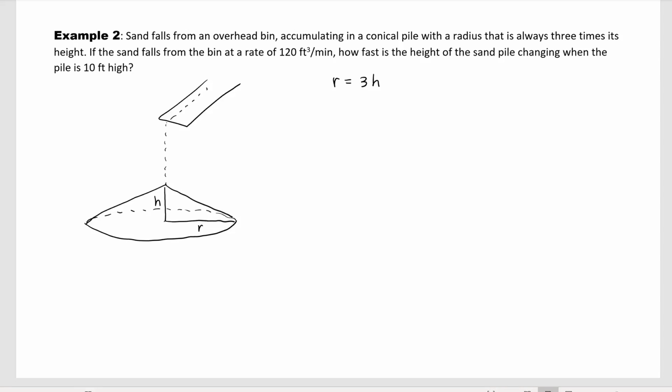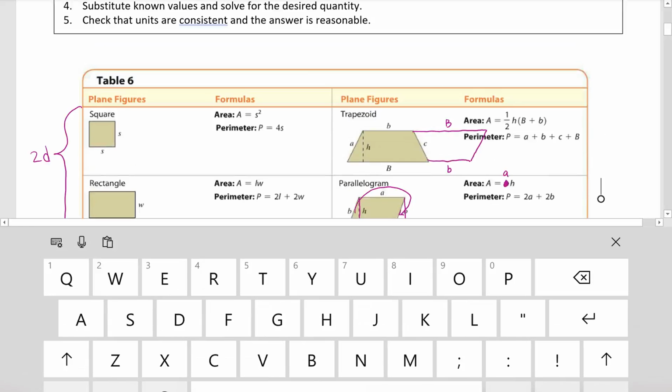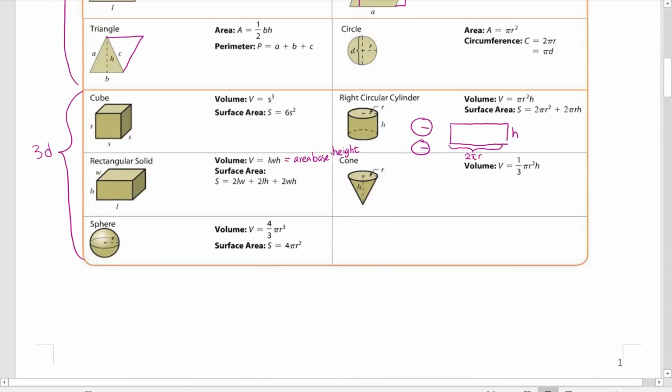Okay, if the sand falls from the bin at a rate of 120 cubic feet per minute. So what is that? We can see from the units. Per minute means this is a rate. This is a rate of what? Cubic feet. If we see feet, that is length, right? If we see square feet, that is the area. When we see cubic feet, what is that? Yes, that is volume.